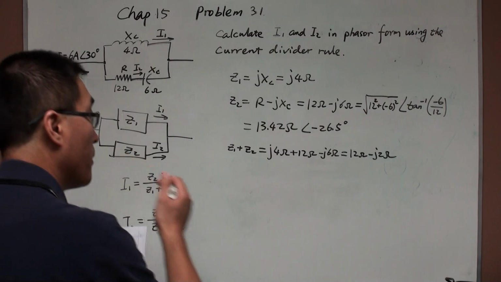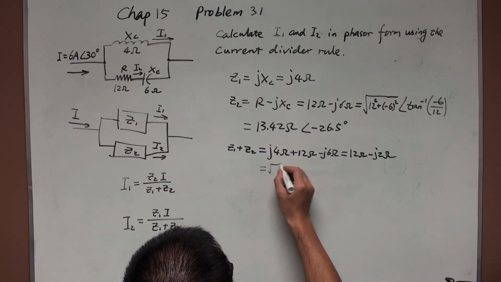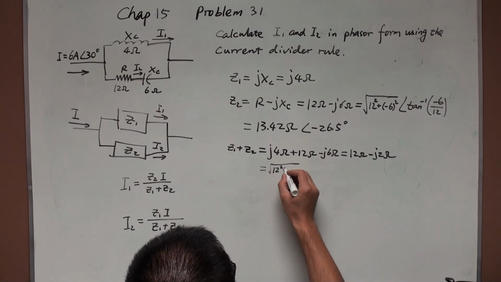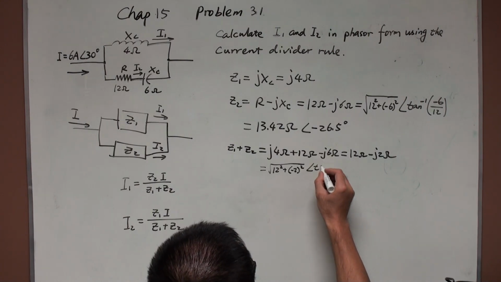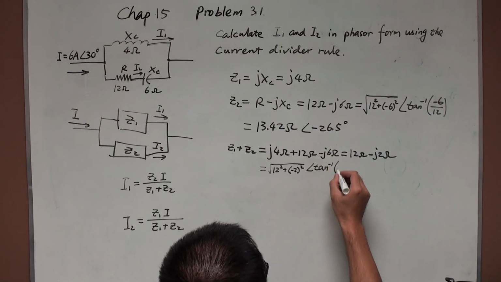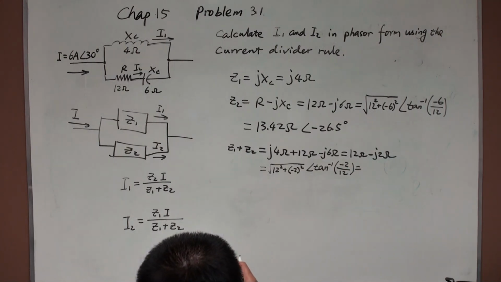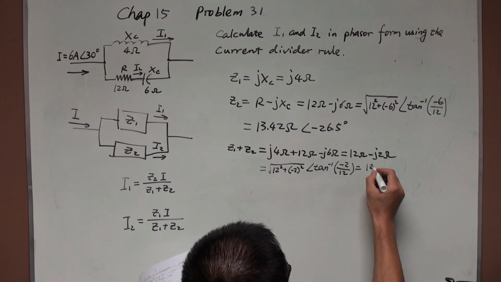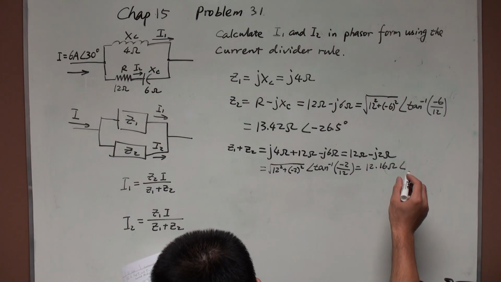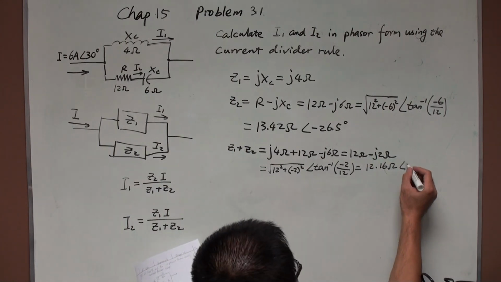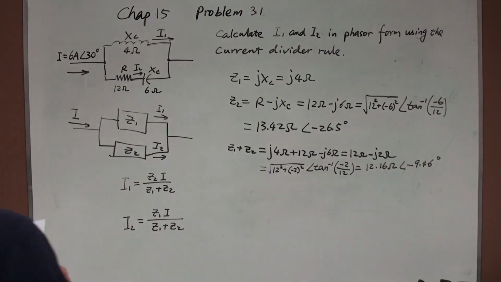For polar form, we have the square root of 12 squared plus negative 2 squared, and the angle is arctangent of negative 2 over 12. If you do the calculation, it's equal to 12.16 ohms with an angle of negative 9.46 degrees.